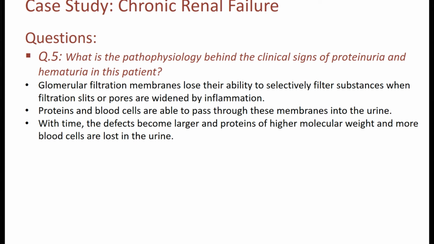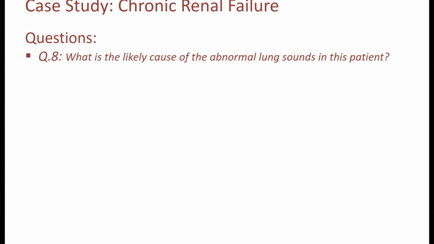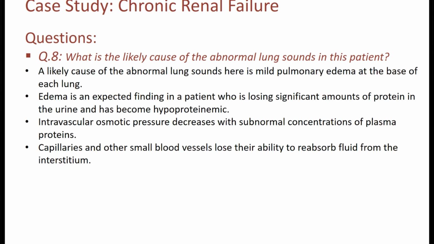What is the likely cause of the abnormal lung sounds in this patient? The patient had abnormal lung sounds, and the most likely cause is mild pulmonary edema at the base of each lung. Why do we get the edema? Edema is an expected finding in a patient who is losing significant amounts of proteins in urine and has become hypoproteinemic. How come? Because intravascular osmotic pressure, or what we call the oncotic pressure, is going to decrease with subnormal concentrations of plasma proteins.